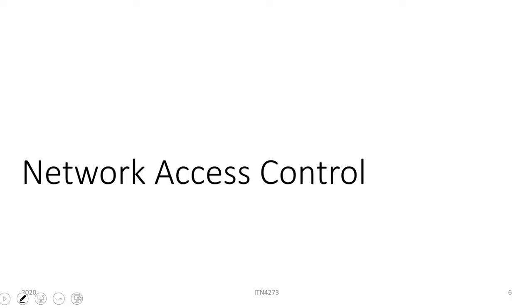So network access control, or NAC for short, is one such mechanism that we can have as part of our multiple levels of security mechanisms. This is not the only security mechanism that we can have. This is going to be one of the multiple levels of security mechanisms that we are going to have as part of our networks.